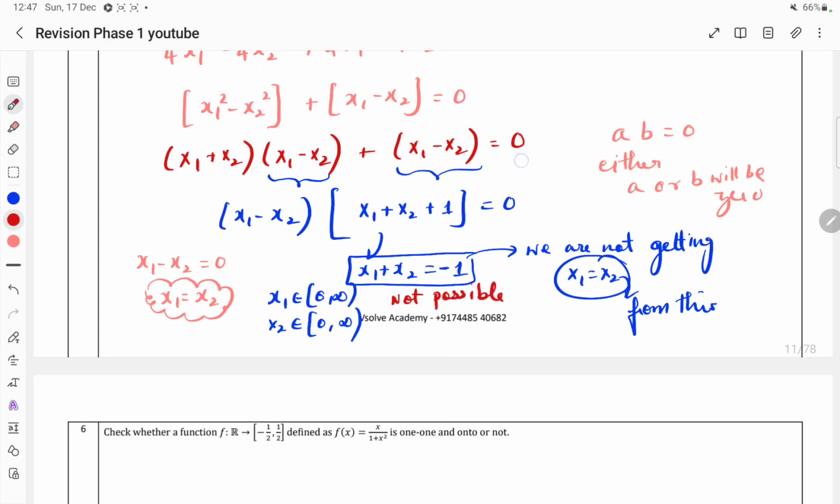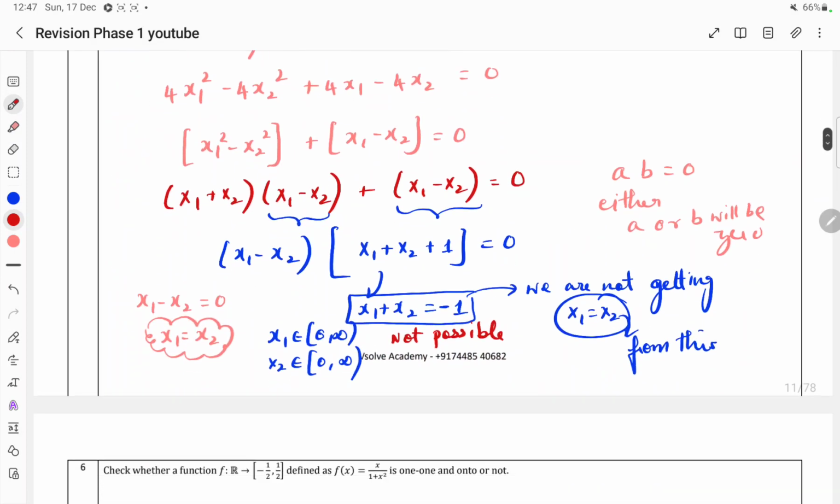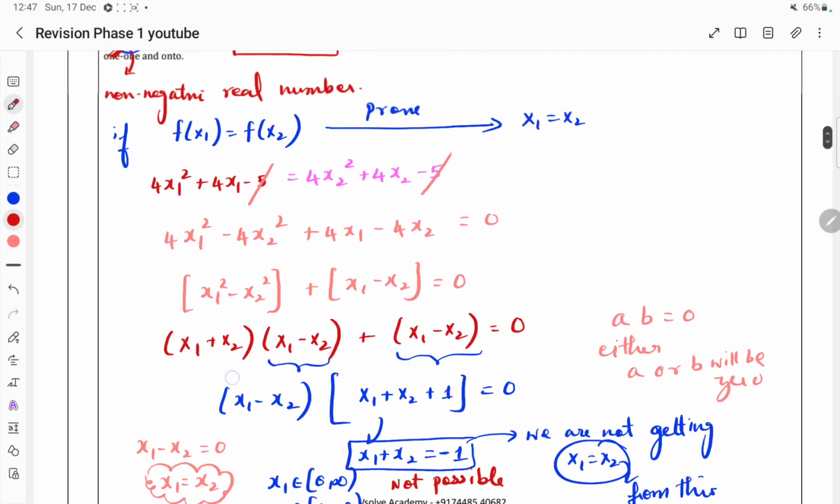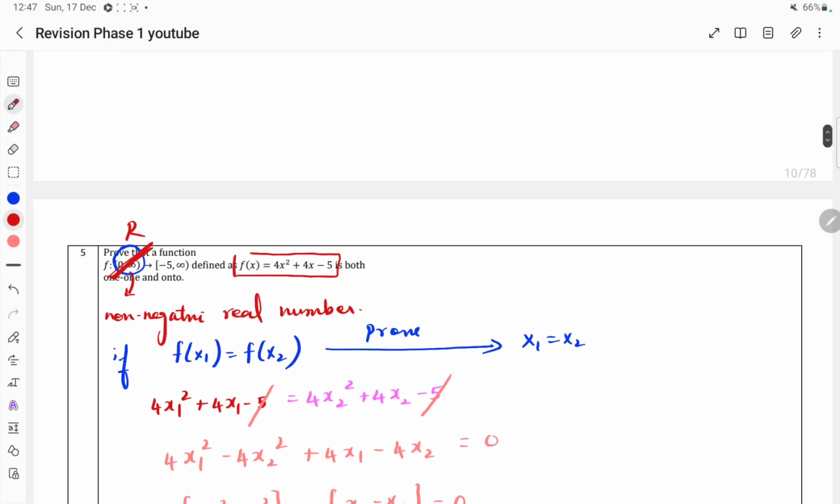Suppose in the same question, if they had given real numbers, it is not one-to-one, because in real numbers I can take x1 as minus 1 and x2 as 0, and it will be equal to minus 1. So in this case, since they have given that it starts from 0 to infinity, we cannot have this minus 1. So we can say it is one-to-one. Suppose if in the same question they had given all real numbers, it is not one-to-one.